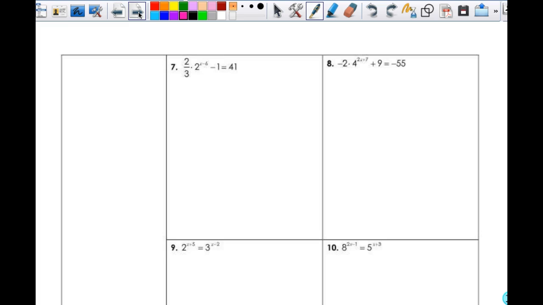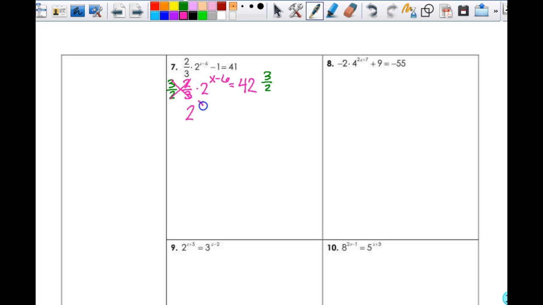All right, number 7. My exponential, the first thing I'm going to have to move is the 1. So that leaves 2/3 times 2 to the x minus 4 equals 42. Then I need to move 2/3. I can multiply by 3 and divide by 2, or multiply by 3 halves. We multiply by the reciprocal. If I multiply both sides by 3 halves, that takes care of that. These cancel out. That's the whole reason that we do it.